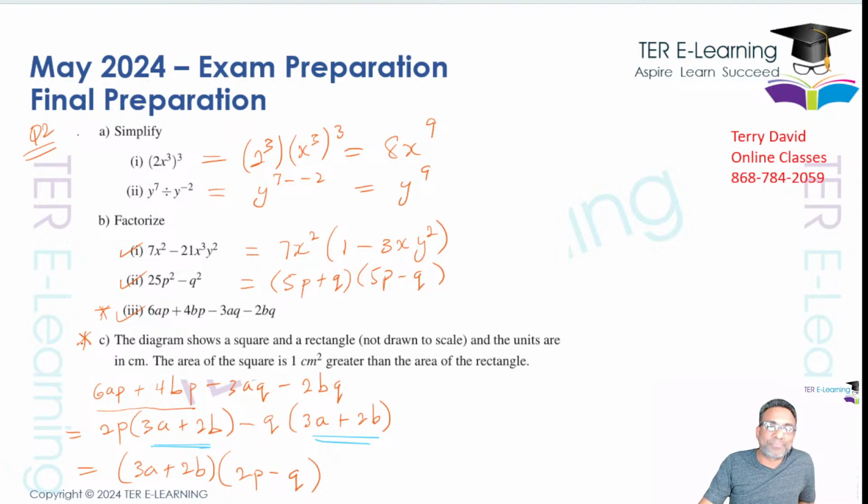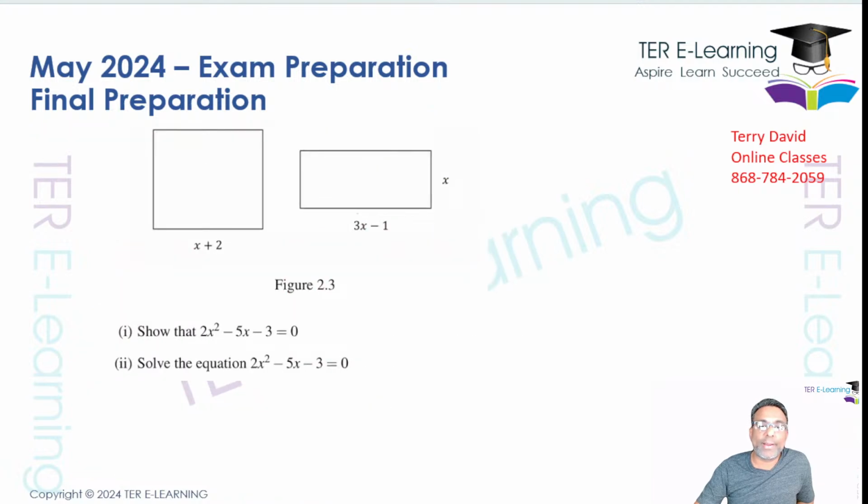Part C, the diagram shows a square and a rectangle, and the units are in centimeters. The area of the square is 1 cm greater than the area of the rectangle. So let's go back here.